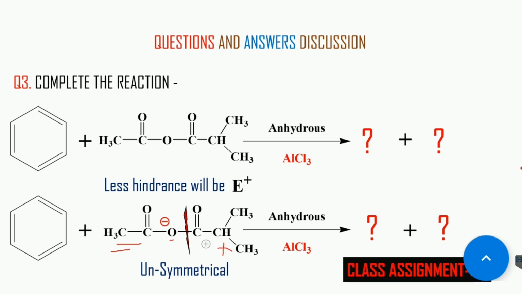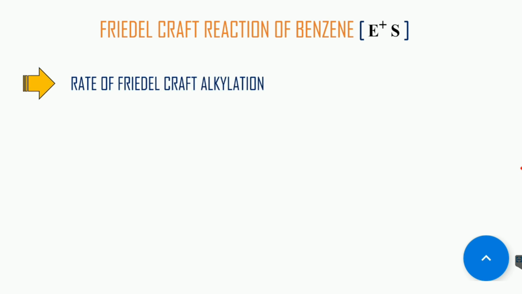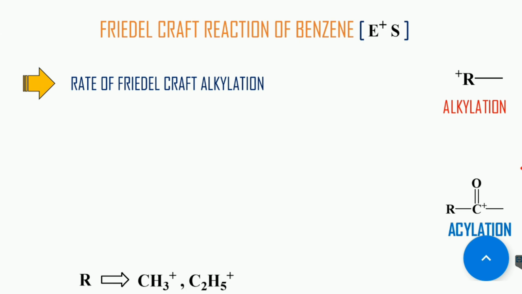Okay. Now we are continuing our topic. So next is the rate of Friedel-Crafts alkylation. Okay. So for alkylation, we represent this one as an electrophile, that is R plus, and for acylation it is this one, along with R a carbonyl group is there, C double bonded oxygen. So this one is for acylation. Now R is supposed to be any kind of hydrocarbon like CH3 plus or maybe C₂H₅ plus, and it goes on.